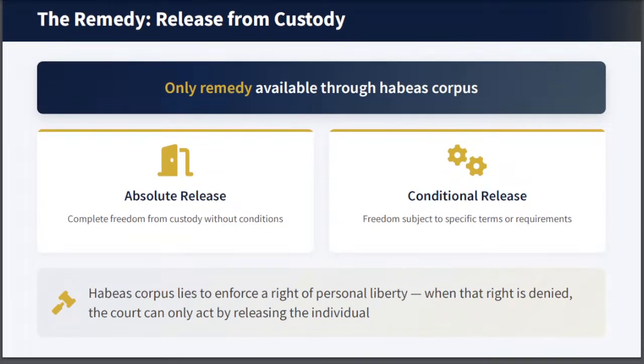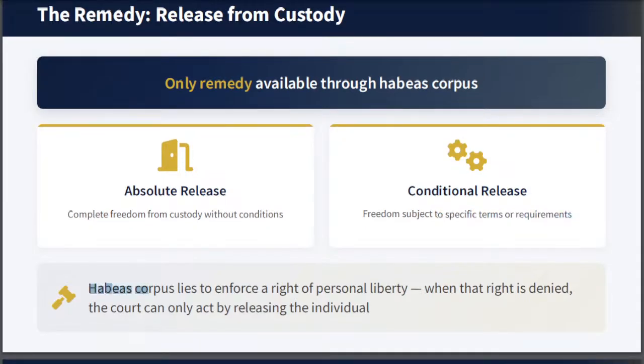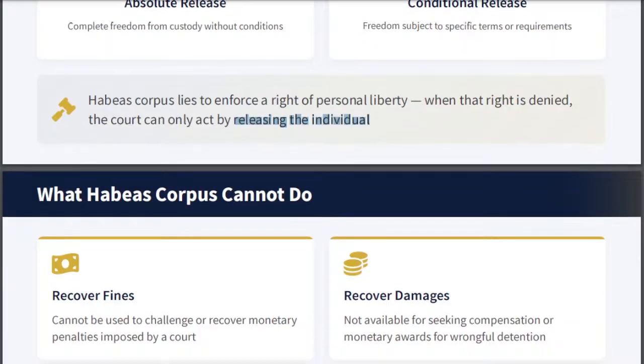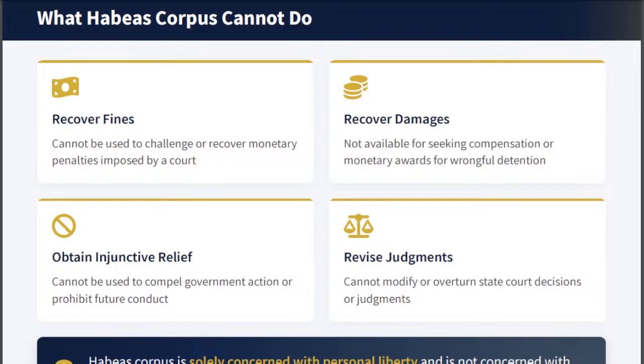The remedy: release from custody. The only remedy, so you don't have to worry about what you're asking for. The only remedy available through habeas corpus is one of two kinds: absolute release, complete freedom from custody without conditions, or conditional release, freedom subject to specific terms or requirements. Habeas corpus lies to enforce a right of personal liberty. When that right is denied, the court can only act by releasing the individual. What habeas corpus cannot do. We saw this one, I think, here.